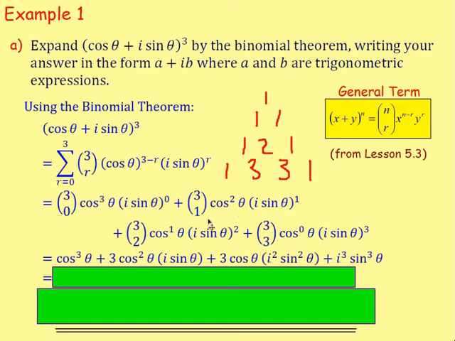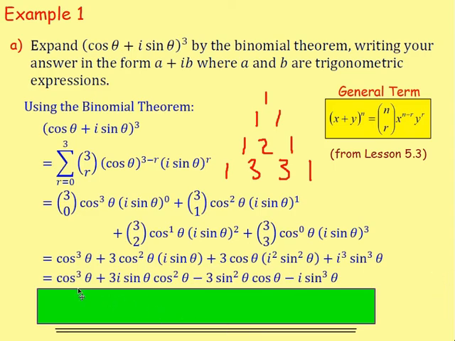This is cos squared theta, and i sin theta is just to the power of 1, so it'll be i sin theta. 3, 2 is also 3, so that'll be 3 times cos theta, multiplied by i sin theta squared, so it'll be the i squared, and then the sin squared theta. And 3, 3 is 1. Cos theta to the power of 0 will disappear, and that'll just be to the power of 1. And we would have our i cubed and the sin theta cubed.